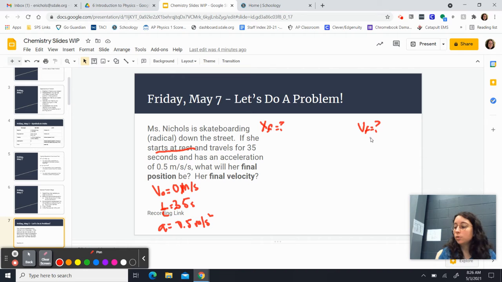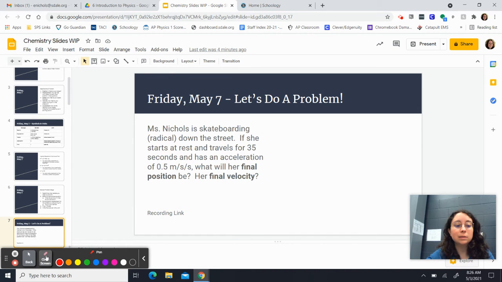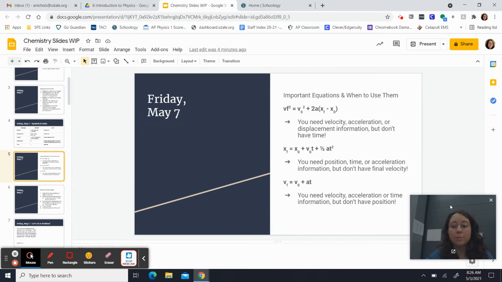So let's do the position one first. We need to pick an equation. That's our first step. If I go back a couple of slides, you'll see I have my equations and when to use them. So we have time values, we have acceleration values, we have an initial velocity, but we don't have a final velocity value. It says right here, if you don't have final velocity, use this one. So we're going to use this equation right here.